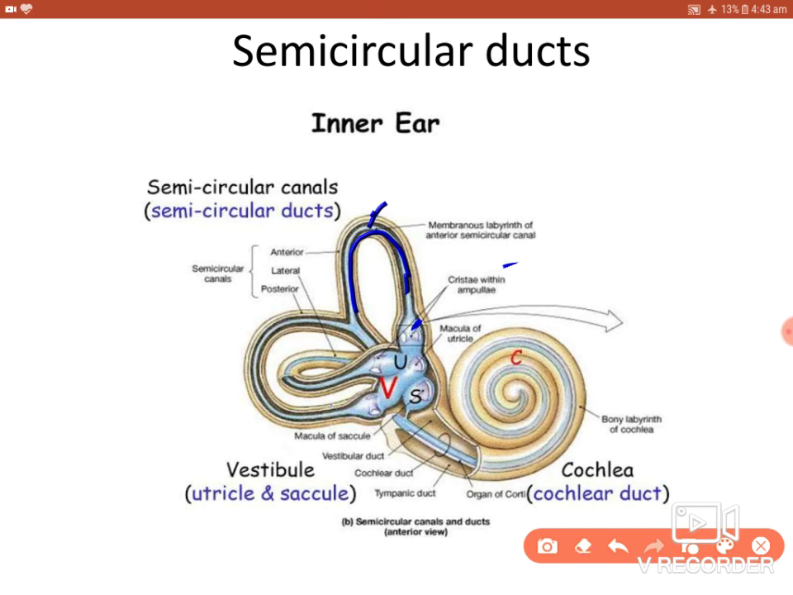In relation to the saccule and the utricle, you can see the macula. These maculae are specialized sense organs which regulate static equilibrium and linear acceleration. That means the movement of the head in a straight line, such as forward and backward movements and up and down movements. This is the macula of the saccule and the utricle.